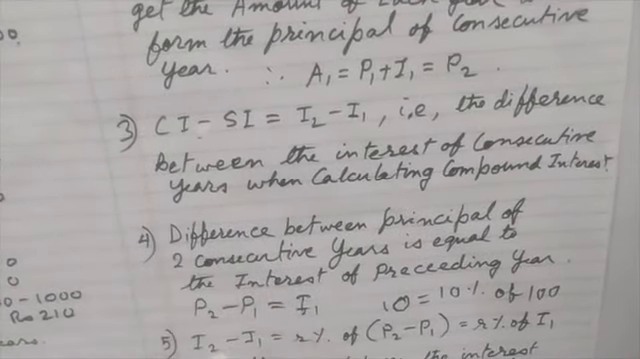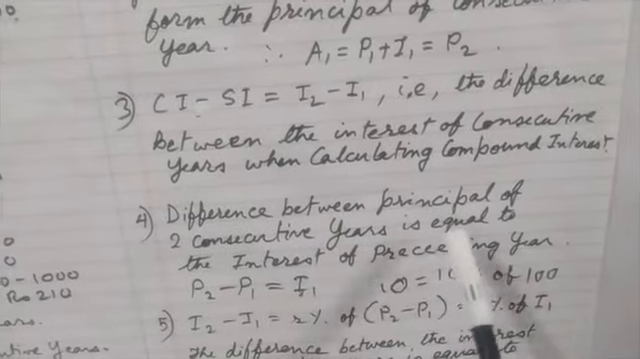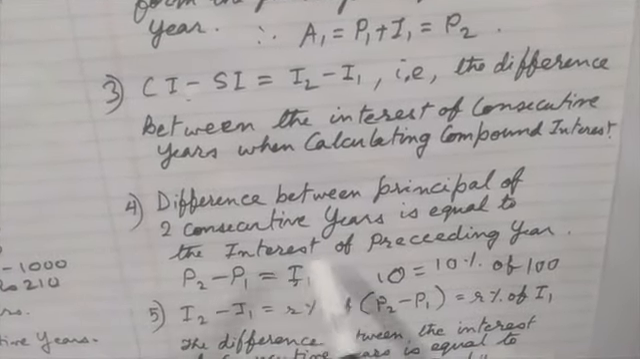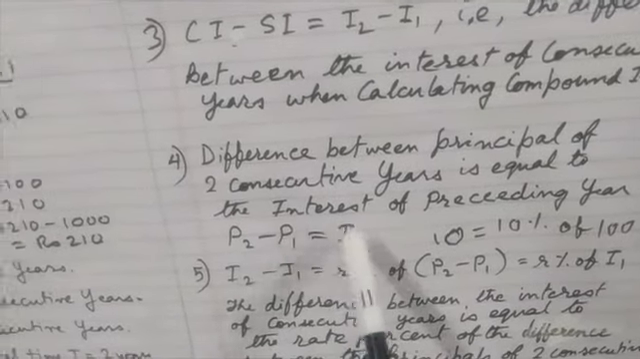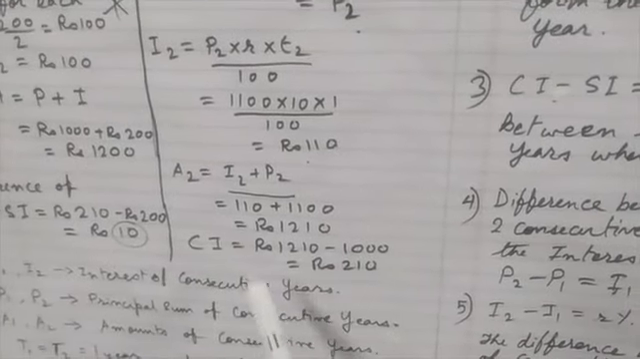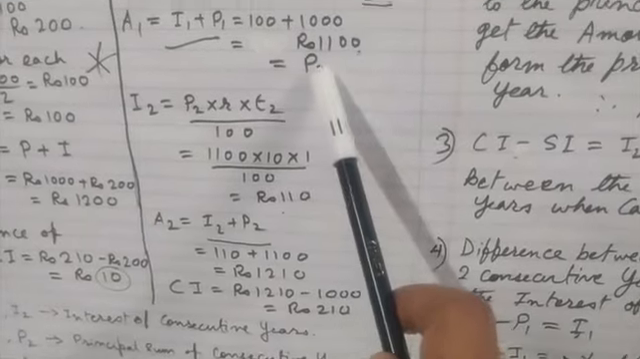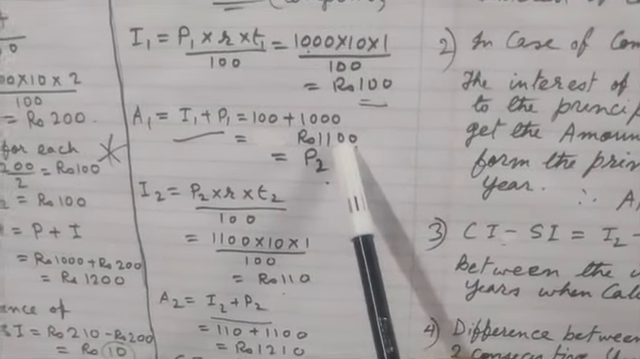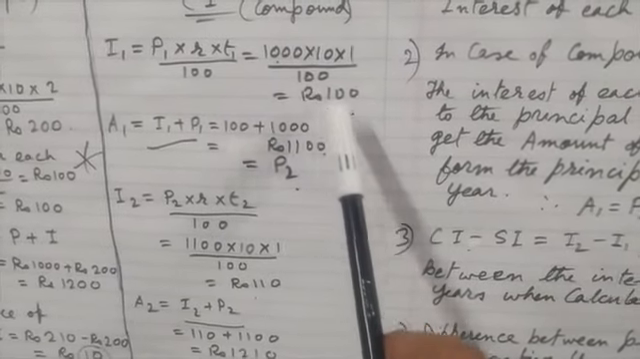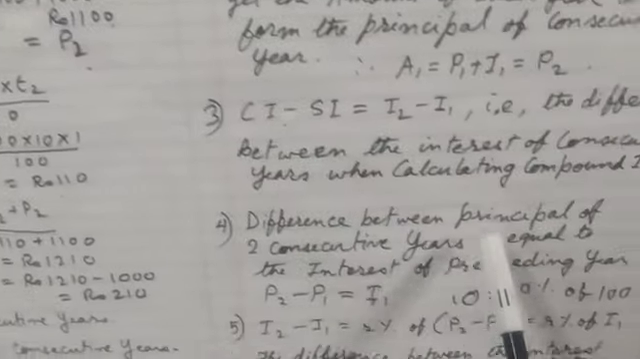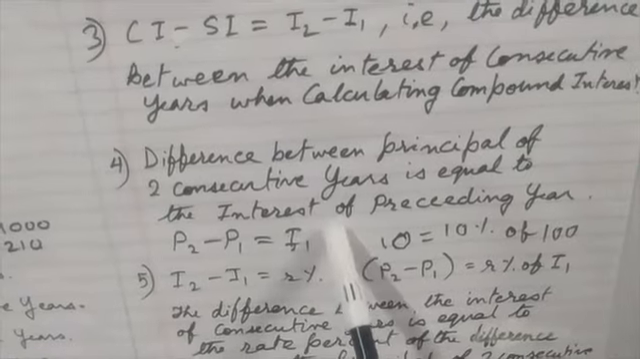Difference between principal of 2 consecutive years. This is the fourth observation. The difference between principal of 2 consecutive years is equal to the interest of the preceding year. That is P2 minus P1 is I1. You can see here, P2 is 1100 and P1 is 1000. 1100 minus 1000 is rupees 100, which is the interest of the first year, I1.